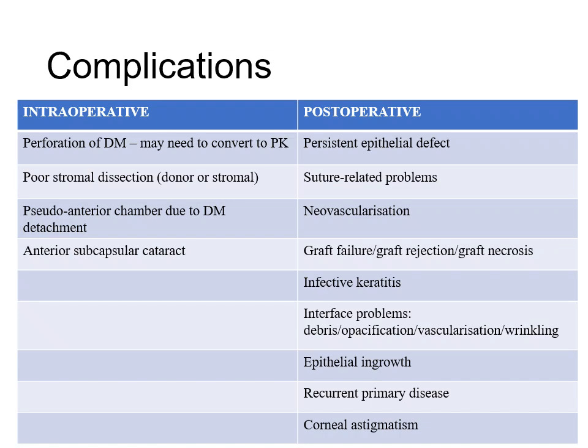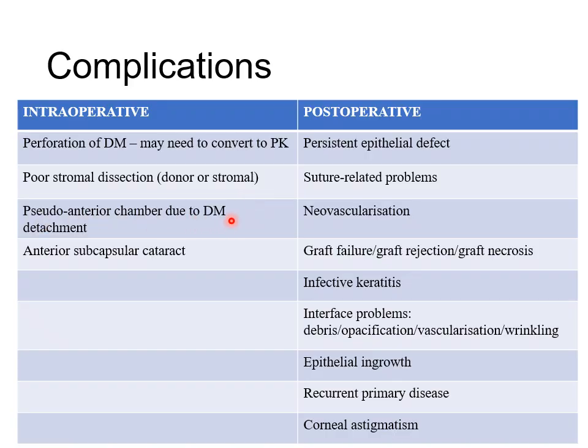So intraoperative, one can perforate the underlying DM, and in that case, one may need to convert to penetrating keratoplasty. So the good old penetrating keratoplasty is already there to the rescue. Poor stromal dissection. Now, even the donor stroma has to be dissected nicely. I have not shown the donor preparation here. So donor stromal dissection has to be proper. The recipient stromal dissection also has to be proper. So it requires more skill than a penetrating keratoplasty.